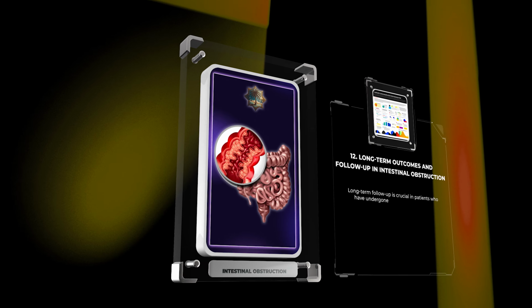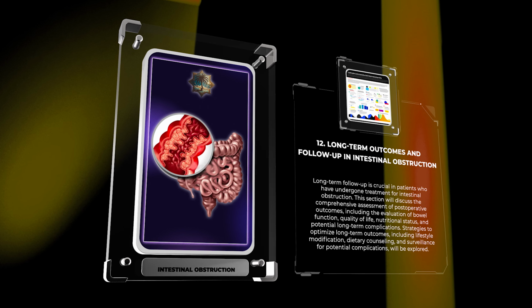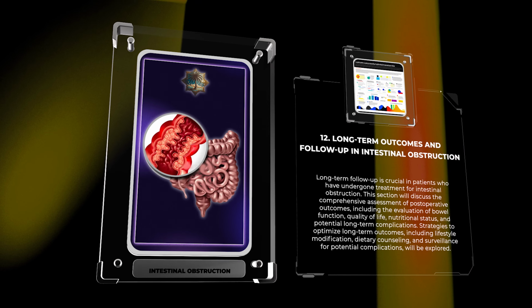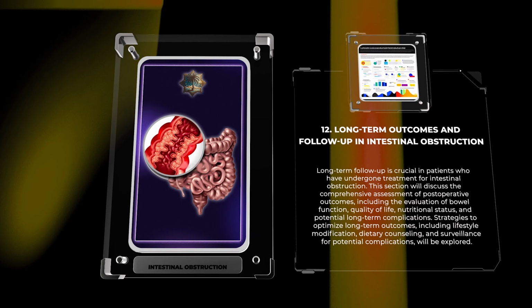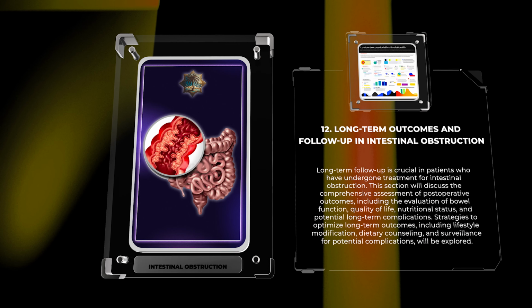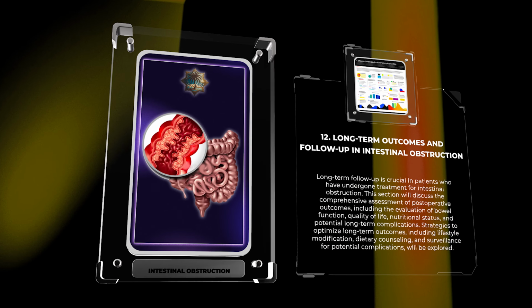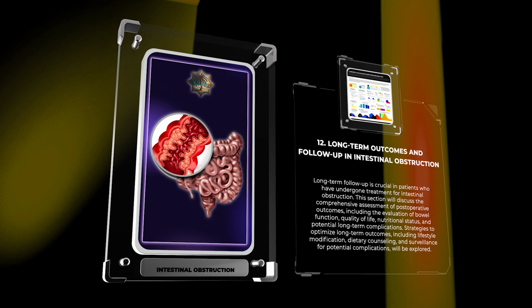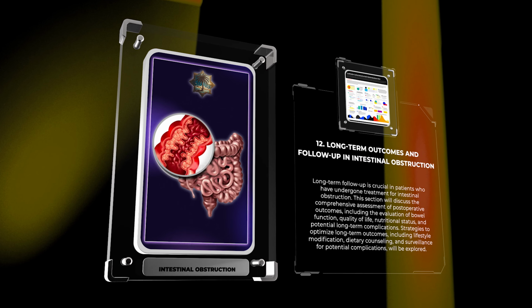Long-term follow-up is crucial in patients who have undergone treatment for intestinal obstruction. This section will discuss the comprehensive assessment of postoperative outcomes, including the evaluation of bowel function, quality of life, nutritional status, and potential long-term complications. Strategies to optimize long-term outcomes, including lifestyle modification, dietary counseling, and surveillance for potential complications, will be explored.